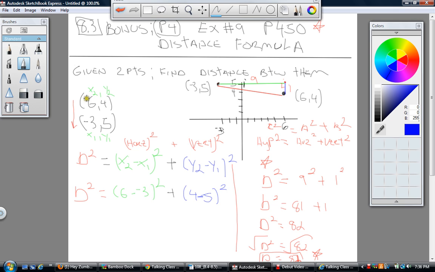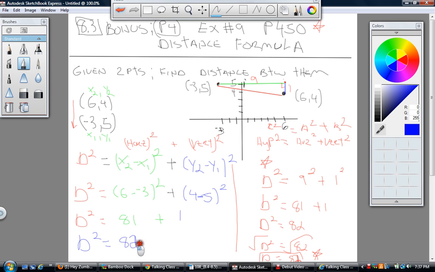If you like mechanical, label your ordered pairs and substitute in. If you don't want to do any graphing, that's fine. You're going to get the same answer. So let's keep it going here. Here's d squared. Now we're going to get 6 minus a minus 3, class, is what? That's right, 9. 9 squared, 81. What's 4 minus 5? Negative 1. Negative 1 squared is 1. Looking pretty familiar, isn't it?